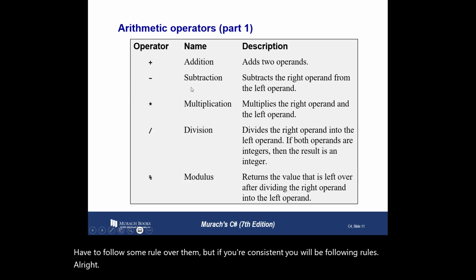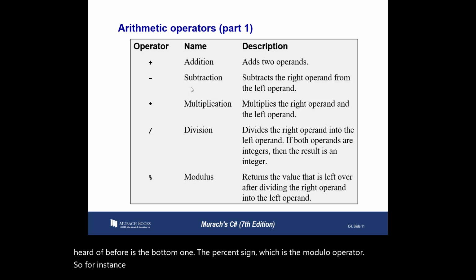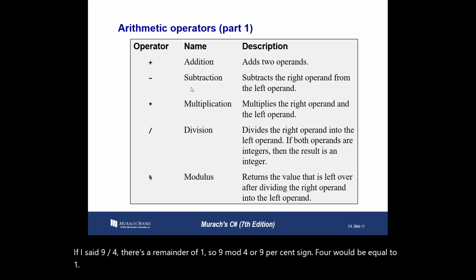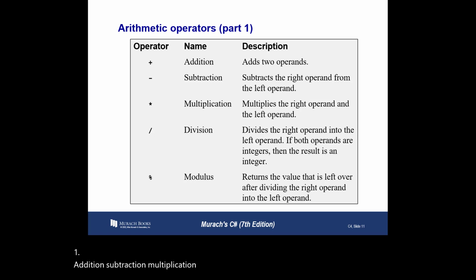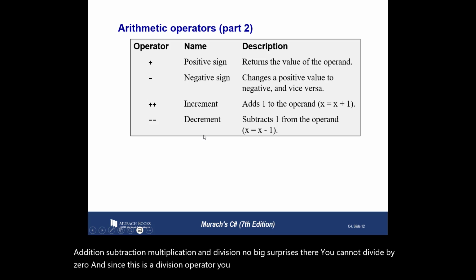Here's your arithmetic operators. No surprises in there. The only one that you might not have heard of before is the bottom one, the percent sign, which is the modulo operator. So for instance, if I say 9 divided by 3, there is no remainder, so 9 modulo 3 would give us 0. If I said 9 divided by 4, there's a remainder of 1. So 9 mod 4, or 9 percent sign 4, would be equal to 1. Addition, subtraction, multiplication, and division, no big surprises there. You cannot divide by 0. And since this is a division operator, you can't modulo by 0 either.